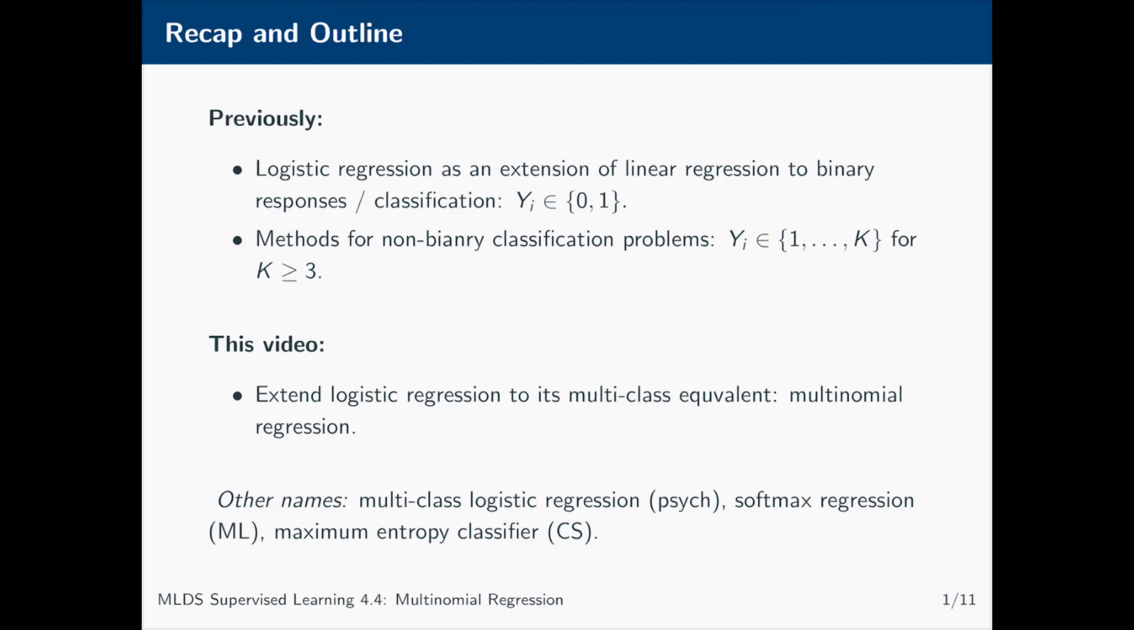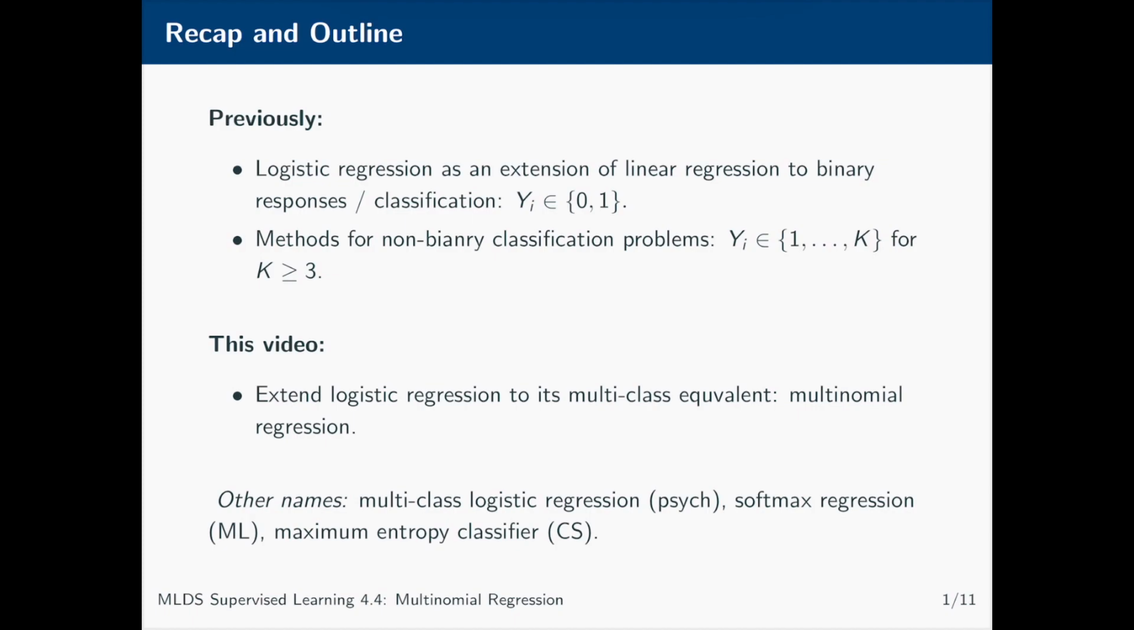Last week we saw how logistic regression can be used to model the probability of a so-called successful binary outcome based on an associated set of covariates. This week we've also seen methods for classification problems that are not binary, when there are categorical outcomes that can take some value k greater than or equal to 3 possible values. In this video, we're going to take our logistic regression model further and meet its multi-class equivalent, multinomial regression.